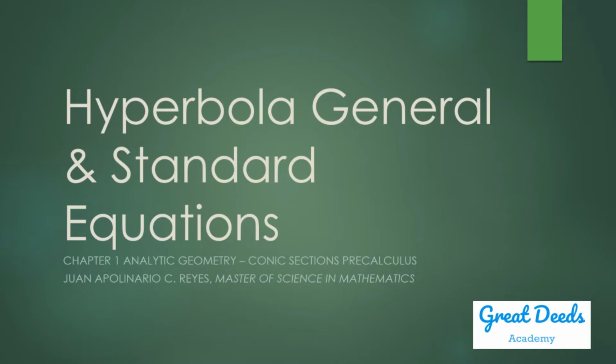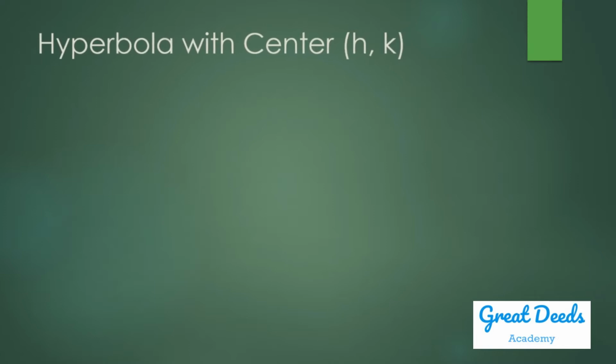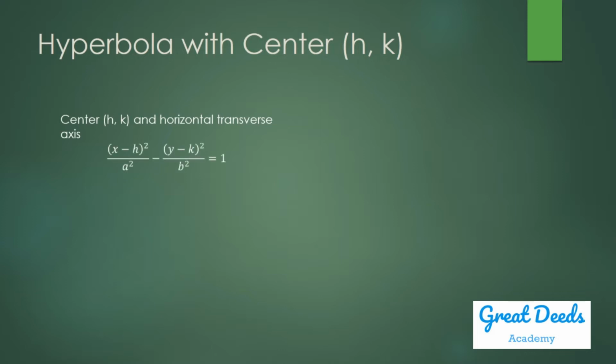Hyperbola, general and standard equations. So last time I defined to you the set of points that we call the hyperbola, and I also showed to you the standard equations for a hyperbola with center (h, k). So when our center is (h, k) and the transverse axis is horizontal, this is our standard equation. c is greater than a, and c squared is equal to a squared plus b squared.